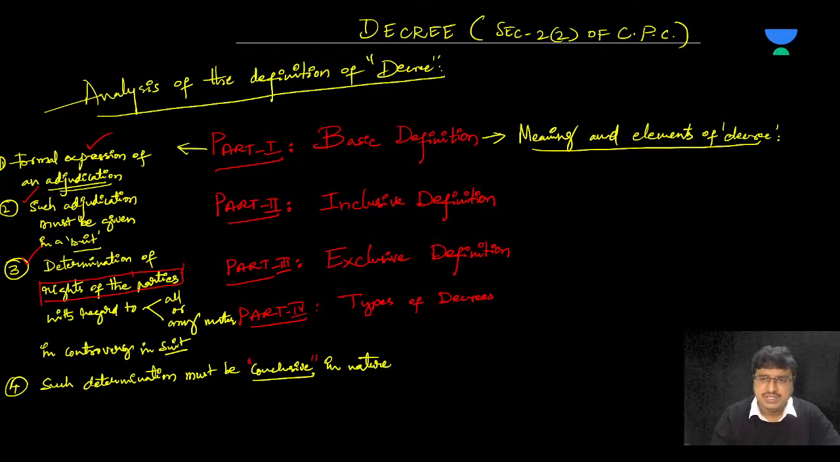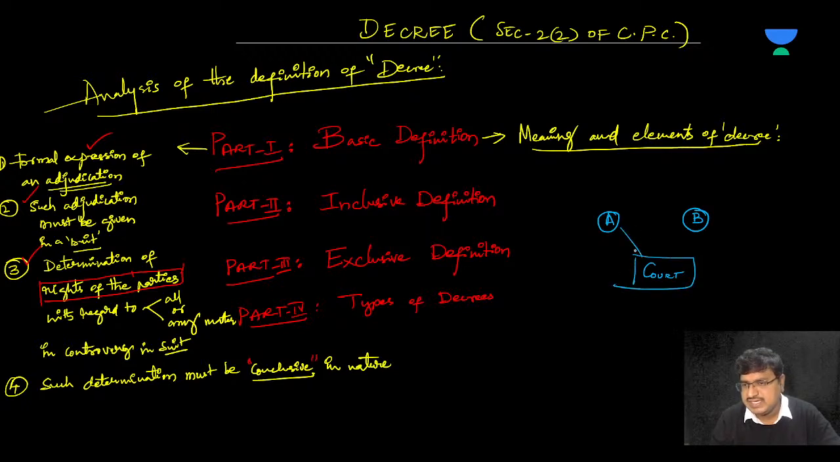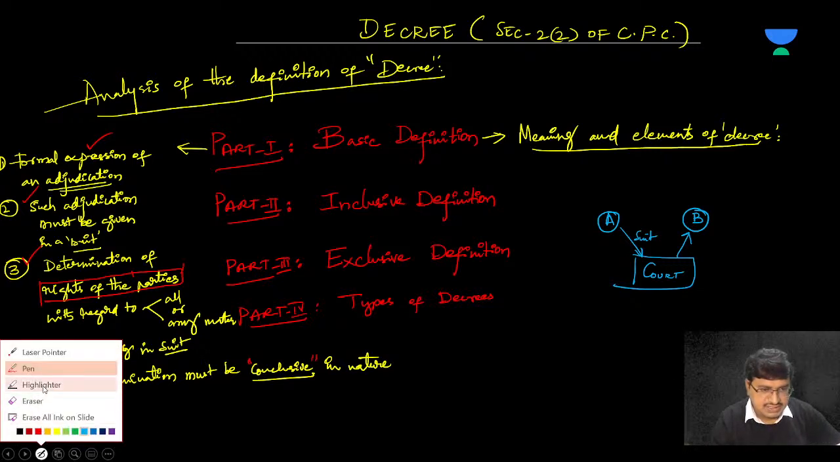For instance, there are two parties, Mr. A and Mr. B. There is a dispute between Mr. A and Mr. B. Now, Mr. A has instituted a suit before a court. He has filed a suit before the court of law. This is a case against Mr. B. He has filed the suit against Mr. B.